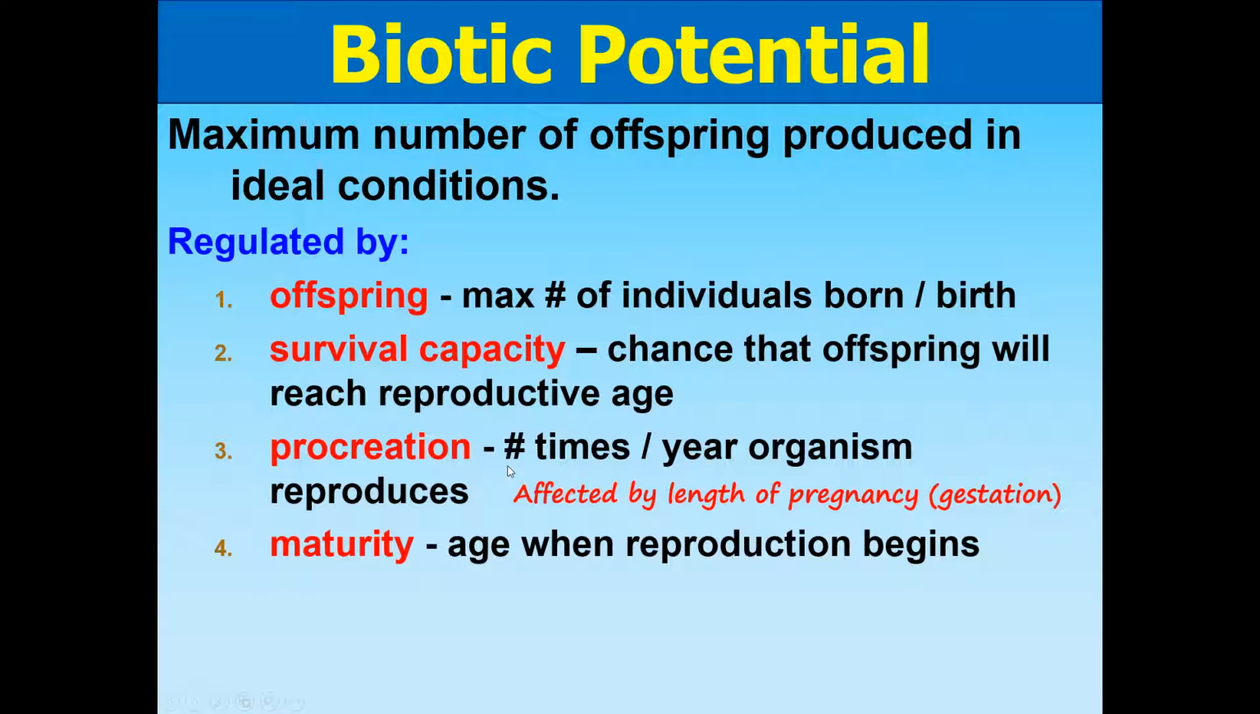The procreation, or the number of times per year an organism reproduces, is affected by the length of pregnancy or gestation. For example, humans can only procreate every 9 months because it takes that long for gestation, for birth, whereas mice take about 19 days of gestation, and so they can reproduce quicker than humans can.